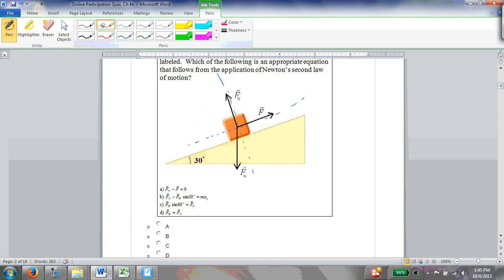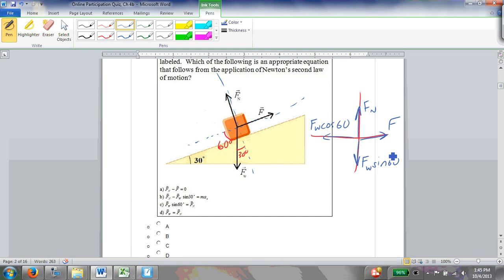Now if this angle is 60 degrees, this angle is 30 degrees. So I'm going to draw my resolved vectors. I have Fn, I have F, and then I have my Fw cosine 60 and Fw sine 60.